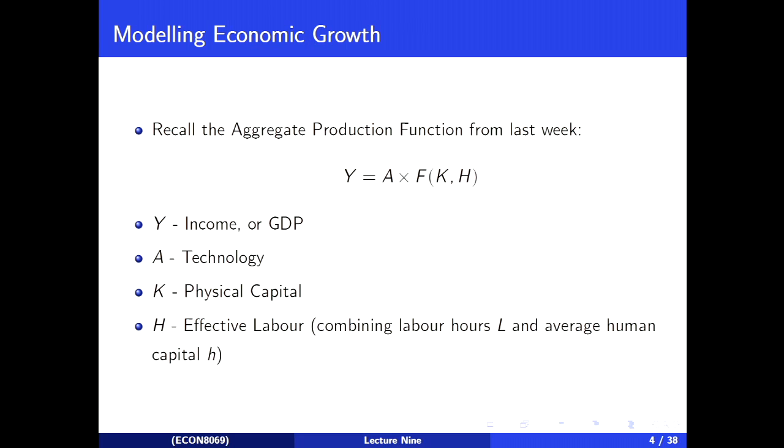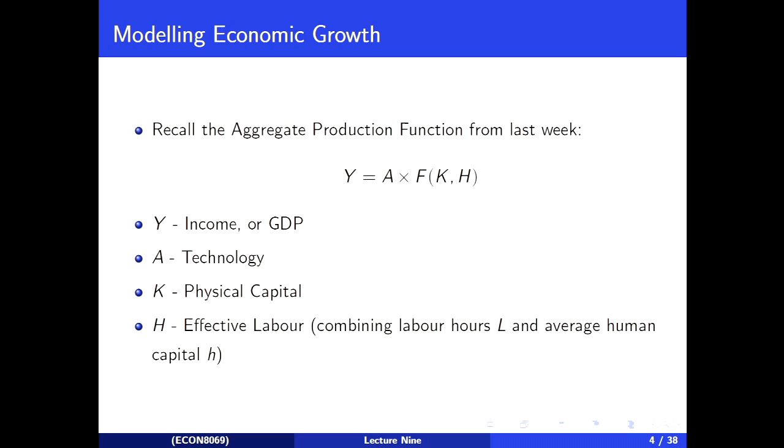So we talked at the very end of last week about this aggregate production function, where we had income, which depends on the level of technology in society, the level of physical capital, and the level of effective labour. A few quick things to note. This level of effective labour is by combining number of labour hours, capital L, and average human capital. It gives us our effective labour. Capital K is our physical capital, the room we're in, the computers we use, all that sort of stuff.